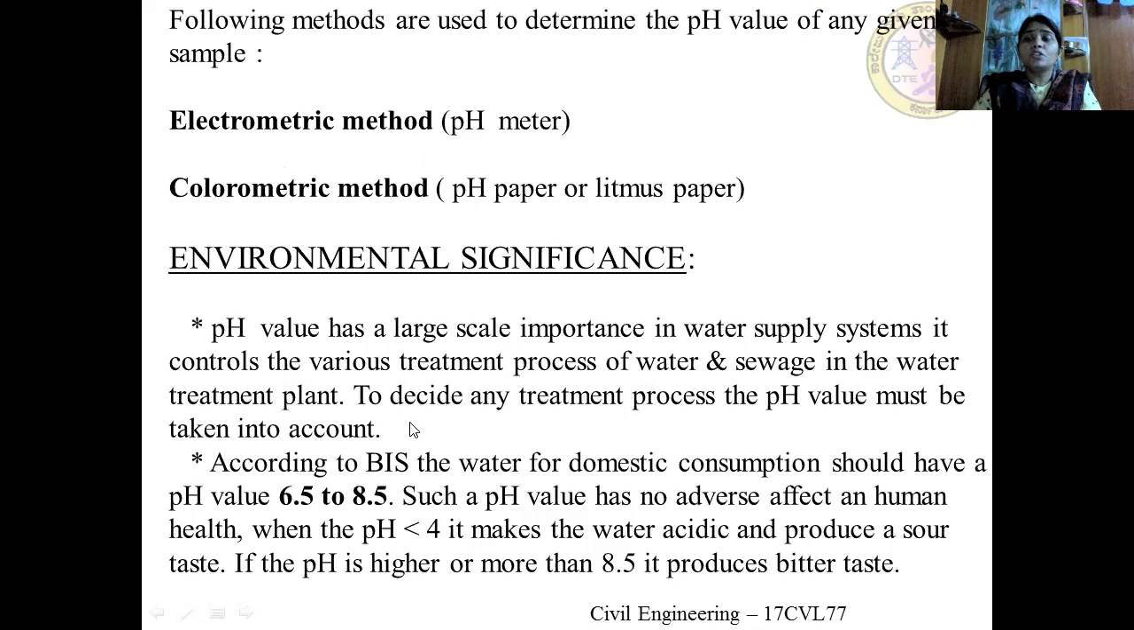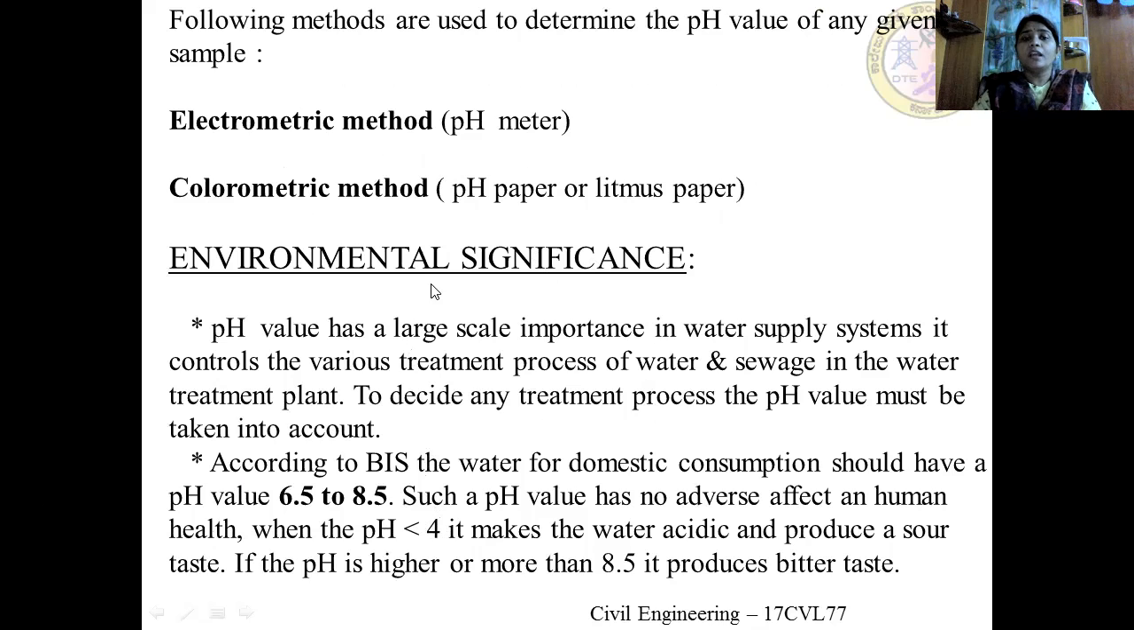Now, there are basically two methods in which we determine the pH of any given water sample. The first method is the electrometric method, where we use a pH meter. It is a digital instrument. And the other one is the colorimetric method. So what is this colorimetric method? We use a pH paper or a litmus paper.